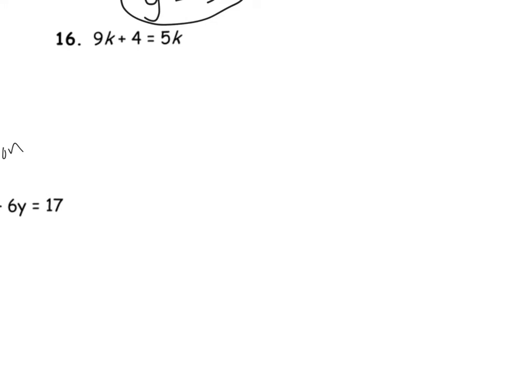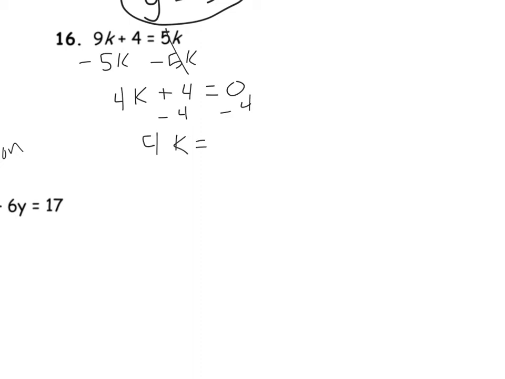Number 16, 9k plus 4 equals 5k. Well, on this one here, I'm going to start by minusing 5k from both sides. That's going to give me 4k plus 4 is equal to, well those cancel, that gives me just 0. Then I'm going to minus 4 from both sides. I get 4k is equal to negative 4. I would divide by 4 to isolate the variable completely. That's going to give me k is equal to negative 1.